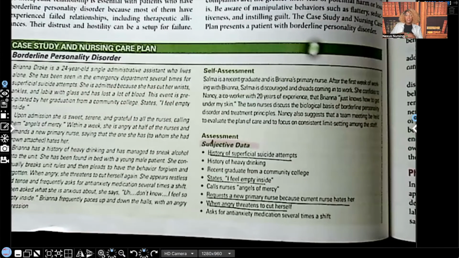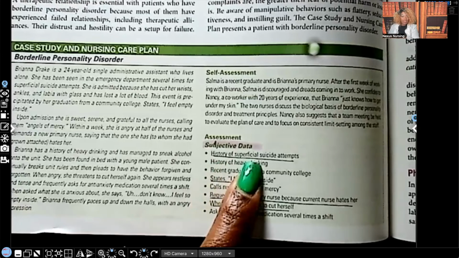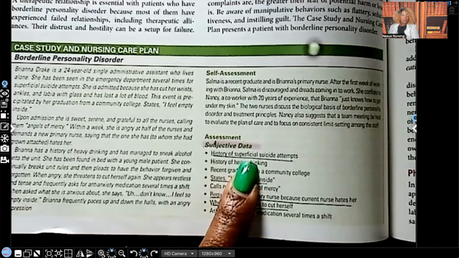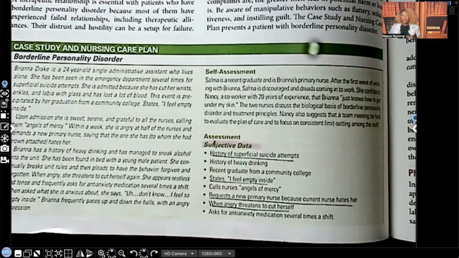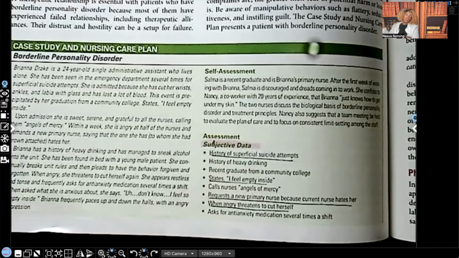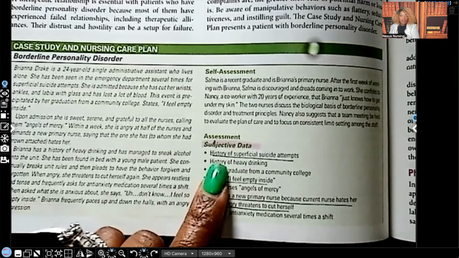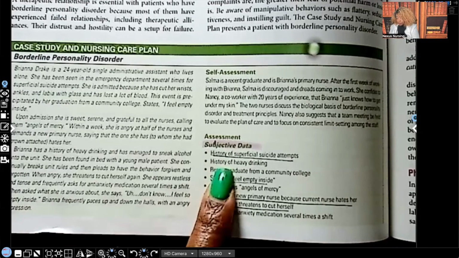Subjective data that we would expect in a person with borderline personality disorder. History of, look at this keyword, guys, superficial suicide attempts. So they attempted to kill themselves, but instead of cutting the vein, they just made a little cut next to the vein, and they just lie down on the floor like they were dead or they were dying. Okay, superficial, not real attempts.